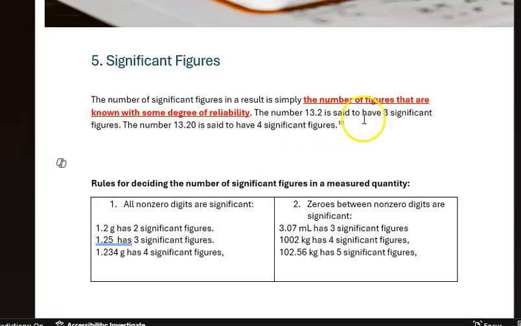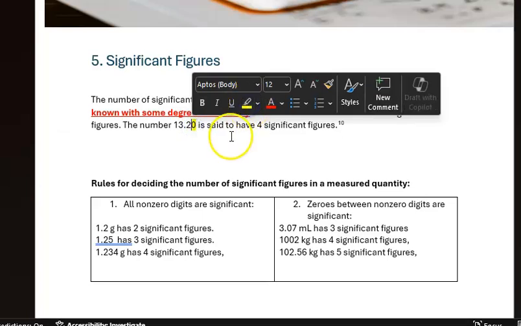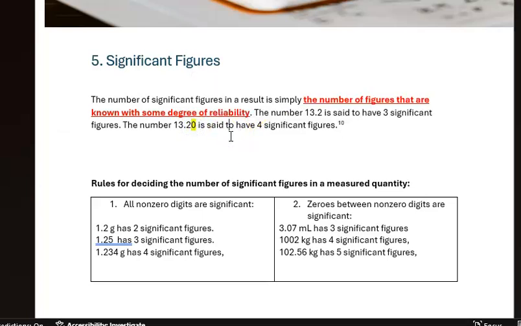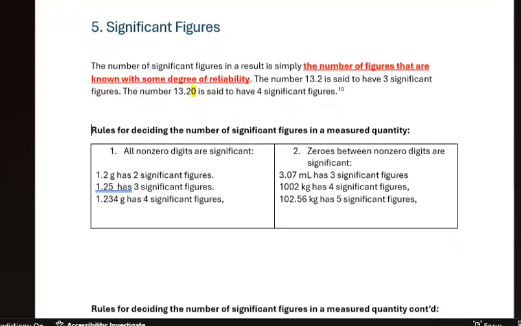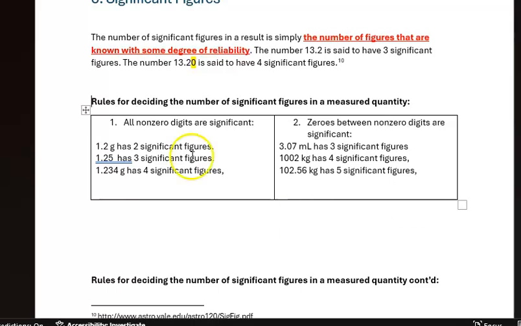So for example, 13.2 is said to have 3 significant figures. The number 13.20 has 4 significant figures, because the mere fact that the authors have added a 0 after the 2 means that that's the level of accuracy and certainty or reliability that the authors want, or else they would not have included that 0. So sometimes you need to ask yourself, do I really need that 0, and why? So let's look at the rules very quickly for significant figures.